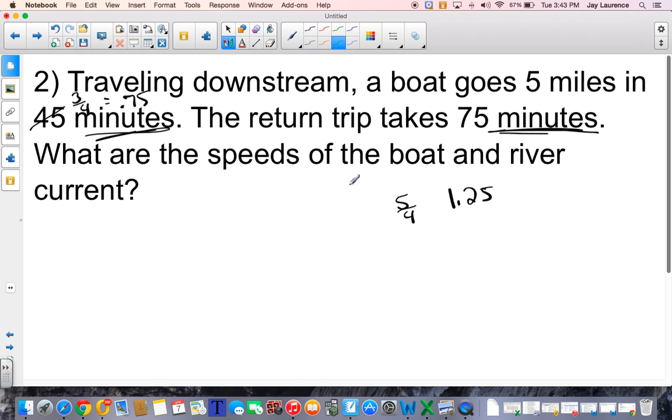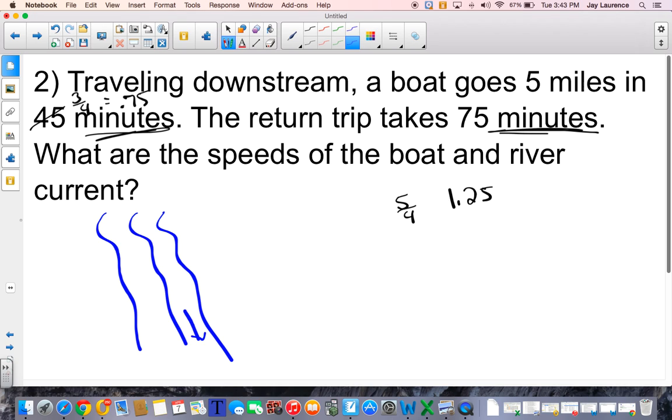Okay, so let's see. We've got a boat traveling downstream. So let's see here. We need some water. So this will be downstream. Here comes my water. Okay, and it's flowing this way. Water always flows downstream, right? Okay, now I need a boat. All right, here's my boat. Ooh, it's a fancy one.